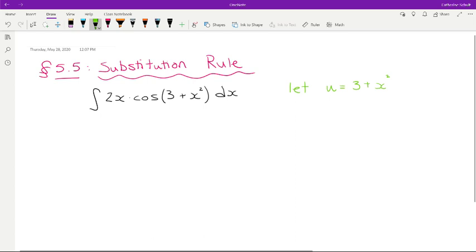Okay? And we know that as far as integration, finding the derivative and integrating are inverse processes. So I'm going to look at du. So I'm going to take the derivative, essentially, of u with respect to x. And what do we end up with? We end up with 2x, okay? All right, so that's taking the derivative.